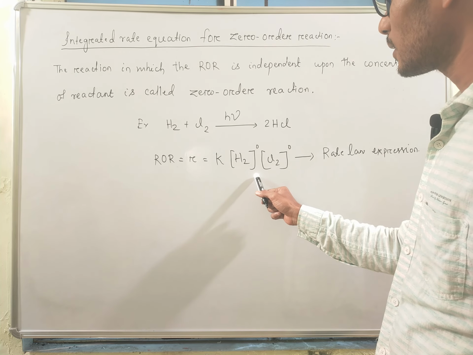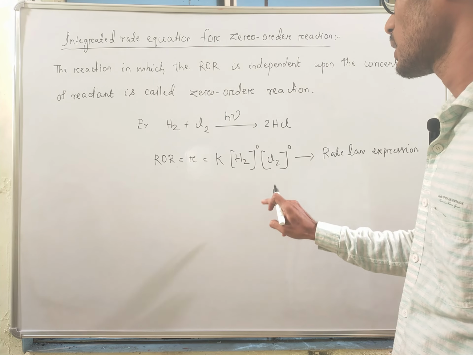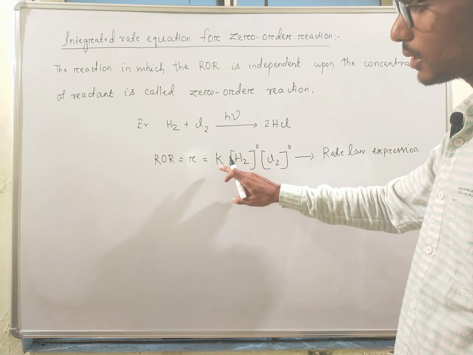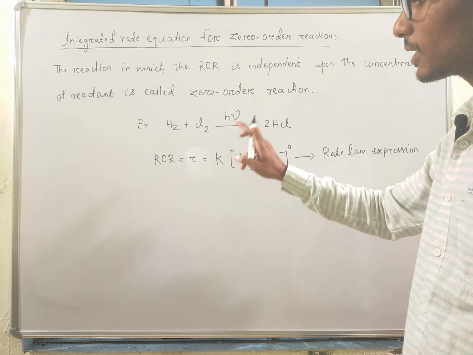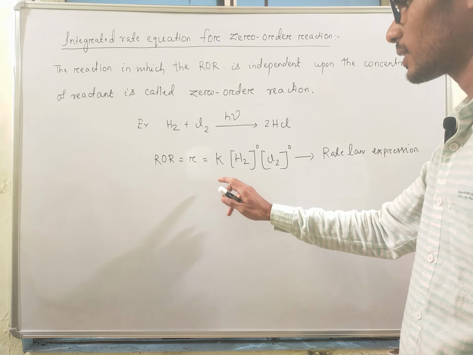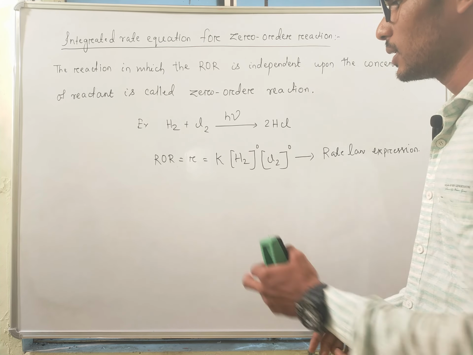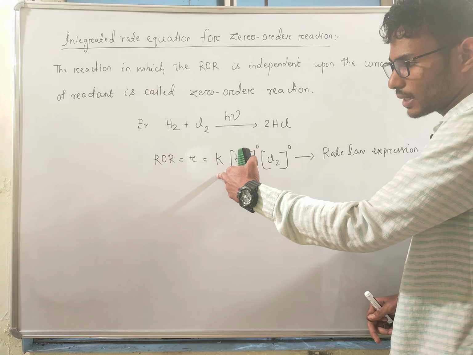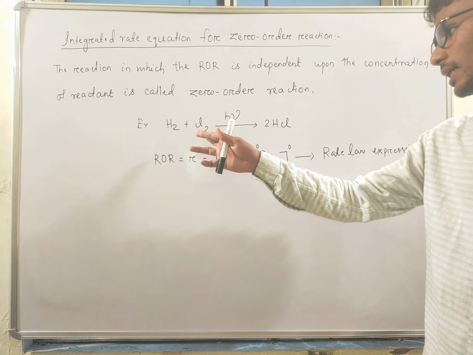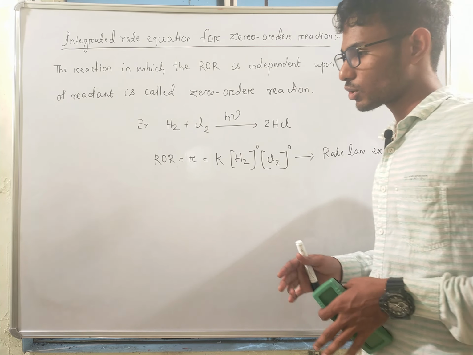Here rate is independent of the concentration of reactant. H2 to the power 0 will become 1, Cl2 to the power 0 will become 1. So ROR equals K. Here K is a constant, that is rate constant or velocity constant or specific reaction rate. Rate of reaction equals K, that means the rate of the reaction doesn't depend upon the concentration of reactant. Hence, the reaction between hydrogen and chlorine in presence of sunlight is a zero order reaction.